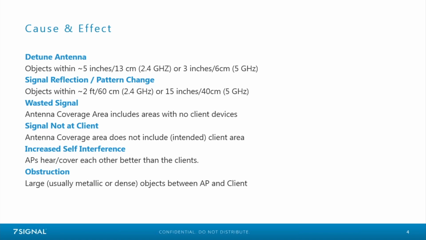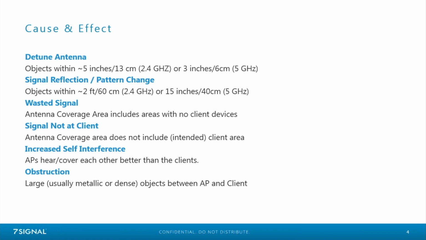The other big issue, and you see this particularly in larger installations, is increased self-interference with each other. If you have the access points or the antennas up in the ceiling, usually there's a couple of feet of clear space below the ceiling that propagates very well. So access points up there are going to hear each other better than they're going to hear the clients, and better than the clients are going to hear them, and you'll get more interference.